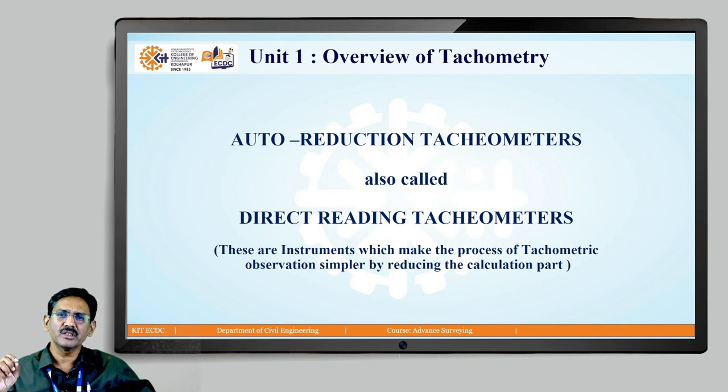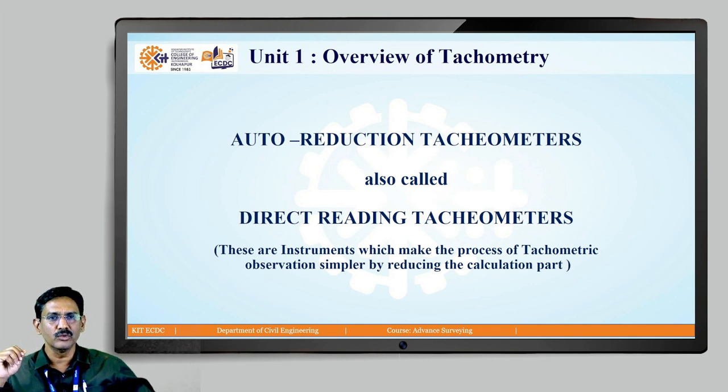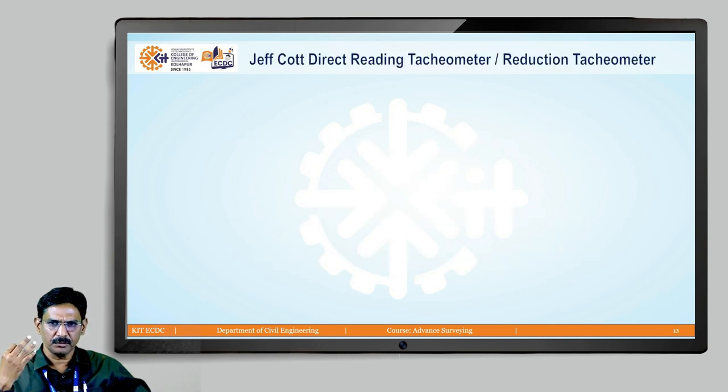You simply have to use some multiplication factor like 100 or 10 or 20 as the case may be. These are special tachymeters developed by specific scientists, and they have special diaphragms, and that is why they are known as auto reduction tachymeters. We will be looking at them one by one. In this session, we will be discussing three types of auto reduction tachymeters. One is the Hammer Fennel tachymeter, the second is the Jeffcott's direct reading tachymeter, and the third is the Zeiss direct reading tachymeter. When I pronounce Zeiss, the S is silent, okay.